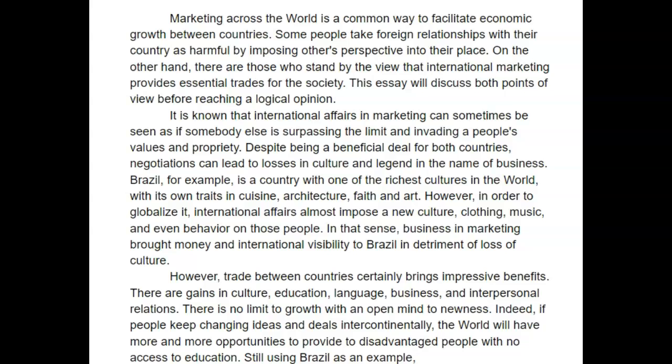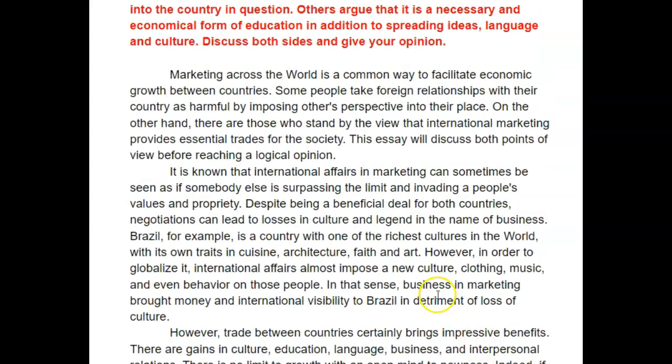The structure you used for the organization of your introduction was fine. I liked it. But there were some mistakes, mostly vocabulary. Some wrong word choices made this a little awkward in certain places and a little difficult to understand. So we're going to go into that. But the other thing I want to talk to you about is your thesis sentence. So you wrote, this essay will discuss both points of view before reaching a logical opinion.